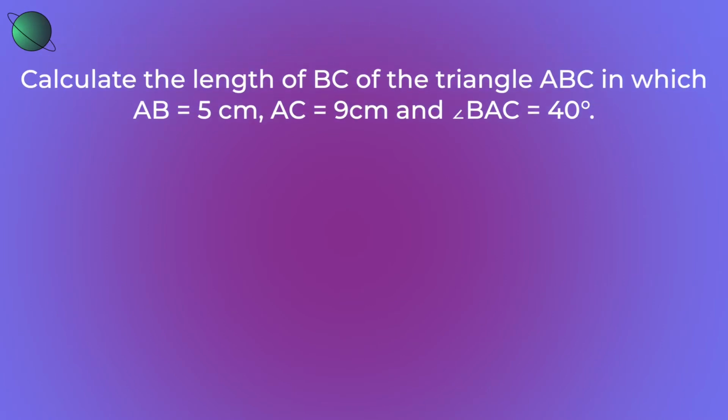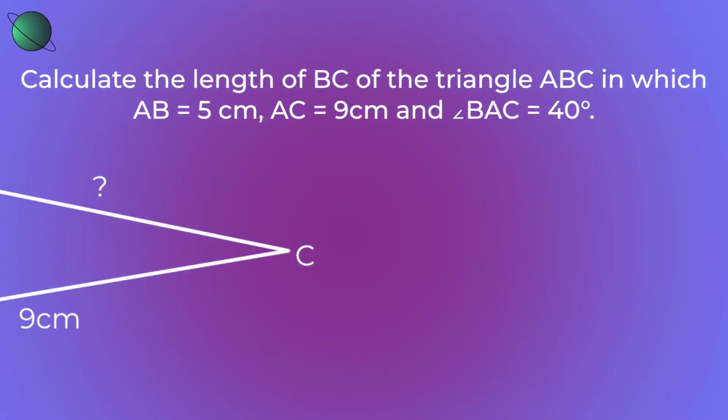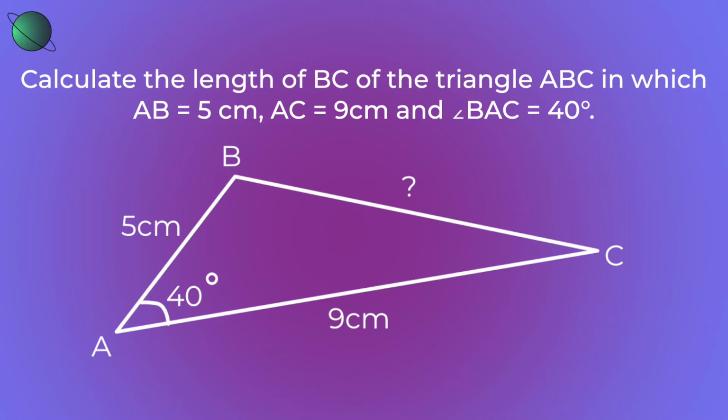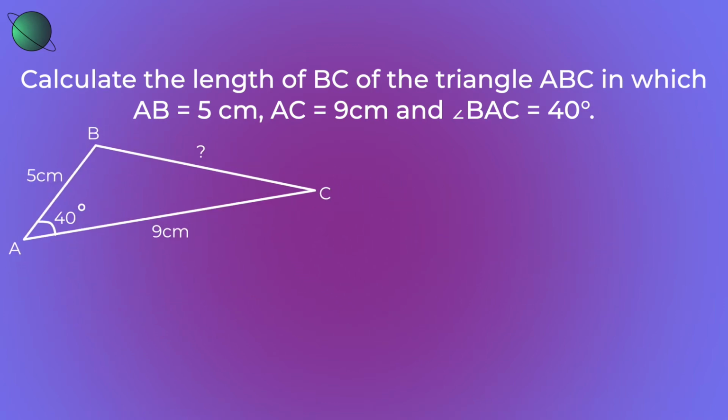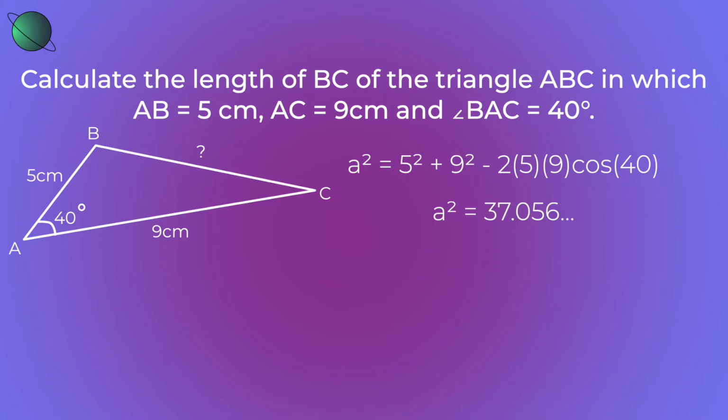Right, in here, you need to calculate the length of BC of triangle ABC. So AB is equal to 5, AC is equal to 9, and angle BAC is 40 degrees. By applying the cosine law, we would get a squared equals 5 squared plus 9 squared take 2 times 5 times 9 cos 40. This then becomes a squared equals 37.055.